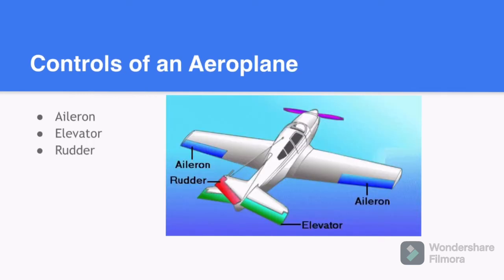These are the controls of an airplane. As you can see, this is the aileron. The aileron is used to roll the aircraft. Elevators are used to pitch up and pitch down, and the rudder is used to yaw the aeroplane. So the aileron is for rolling, the elevator is to pitch up and pitch down, and the rudder is to yaw our aircraft.